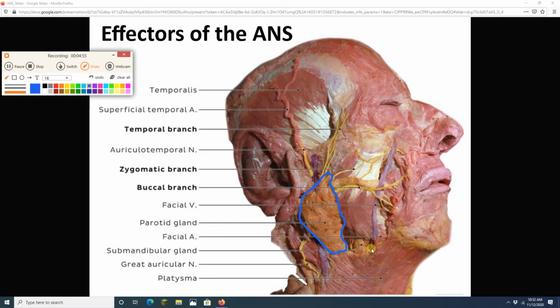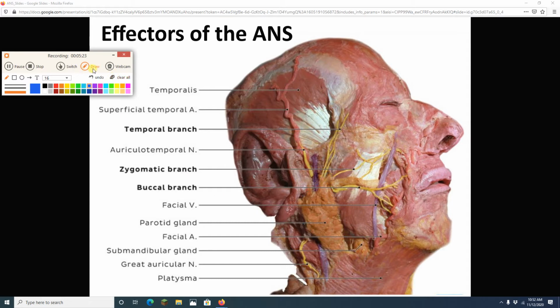Down here, we got another salivary gland. That is the submandibular gland. We mentioned it when we talked about the facial nerve. So, cardiac muscle, smooth muscle, and glands. Those are our three effectors of the ANS. So, that's good. We got our three effectors of the ANS.